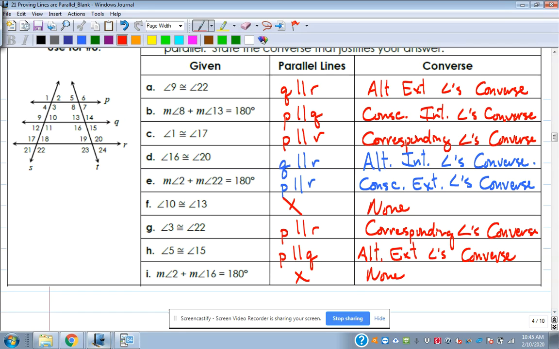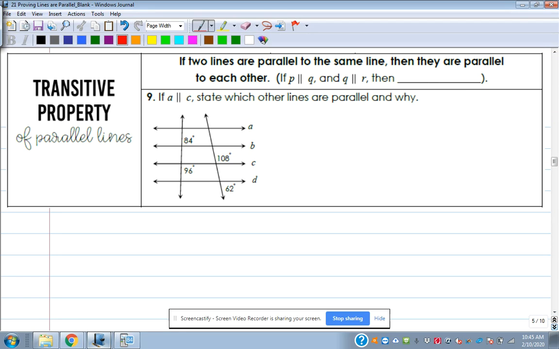All right, so at the bottom of that page, you've got the transitive property of parallel lines. If two lines are parallel to the same line, then they are parallel to each other. So if P is parallel to Q and Q is parallel to R, then P is parallel to R. It's the same old transitive property we've dealt with before. In this problem, they give us that A is parallel to C. In the picture, you could put a little extra arrow on those to say that those two are parallel to one another. State which other lines are parallel and why they are.